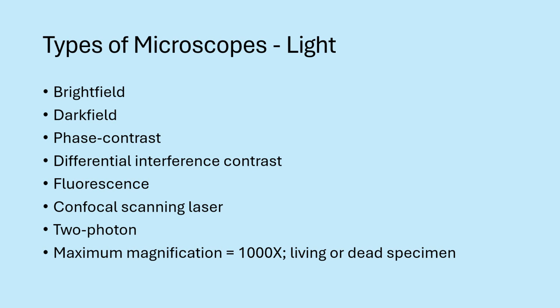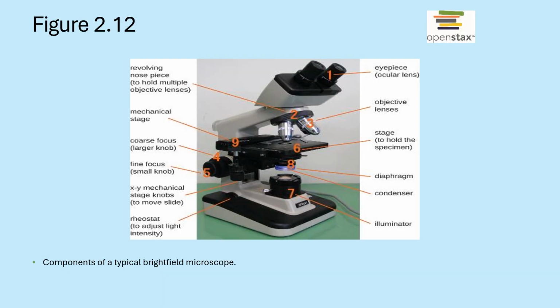Now, one advantage of working with a light microscope is you can work with either a living or a dead specimen, either one. It just depends on what you are working with. What are you trying to see? What are you trying to learn? That determines what kind of microscope you're going to use.